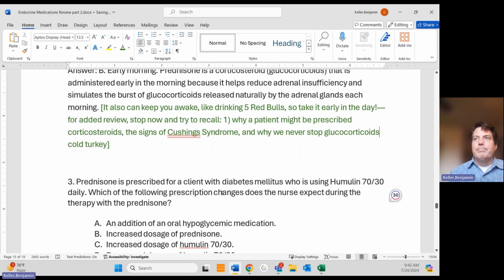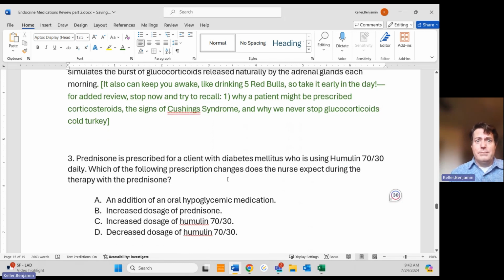You got to go look it up. All right. So why might they be prescribed things like asthma and other types of autoimmune issues? Signs of Cushing syndrome: moon face, facial hair, buffalo hump, mood swings, and things like that. And what do we need to worry about? An Addisonian crisis. Go back and look at that. It's high yield.